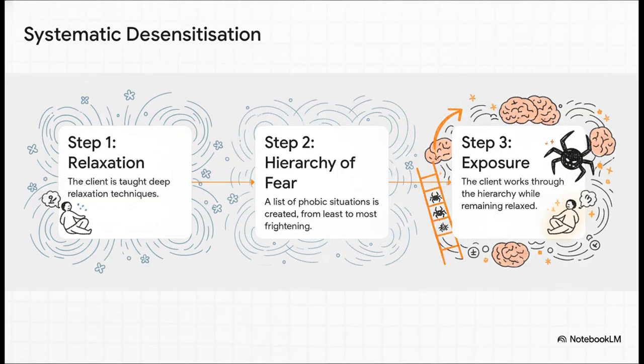First up, we have systematic desensitization, or SD. This is a gradual therapy, and it's built on a principle called reciprocal inhibition, which is just a fancy way of saying you can't be deeply relaxed and terrified at the exact same time. So first, the client learns relaxation techniques. Then, they work with their therapist to create a fear hierarchy, starting with something that's only a little scary, like looking at a picture of a spider, all the way up to holding one. Finally, they slowly, step by step, work through that hierarchy, making sure they're totally relaxed at each stage before moving on. The idea is to replace the fear with relaxation.